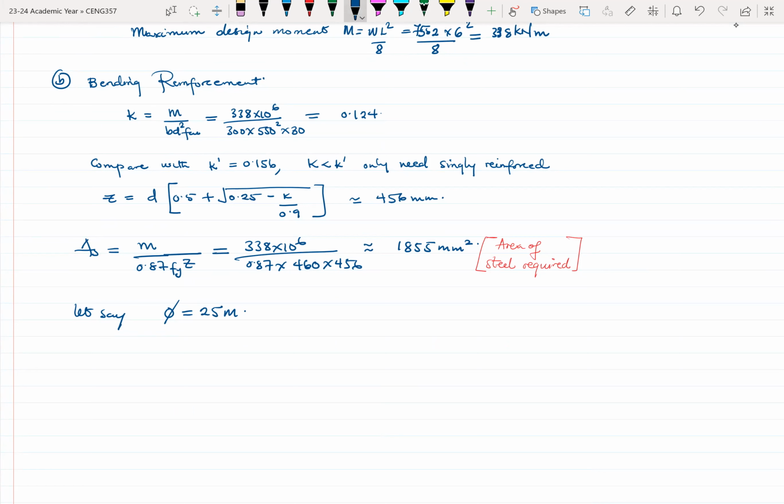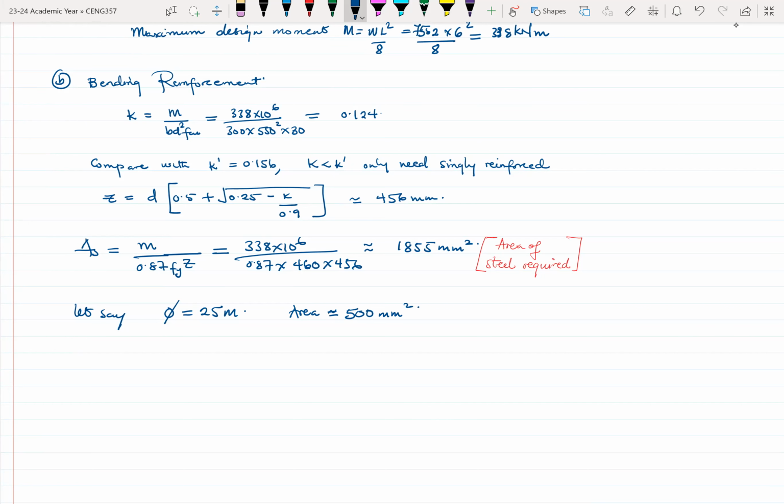So for 25 mm, I think the area for one bar, you can quickly find: 25 squared times pi divided by 4. I think it's roughly about 500. I'm just estimating it to be about 500 millimeter squared. So that's the area of one bar.